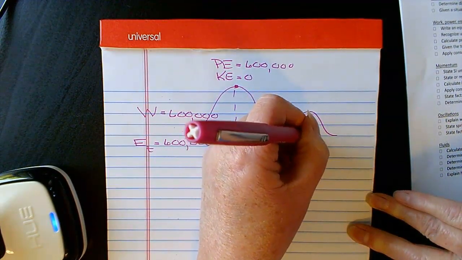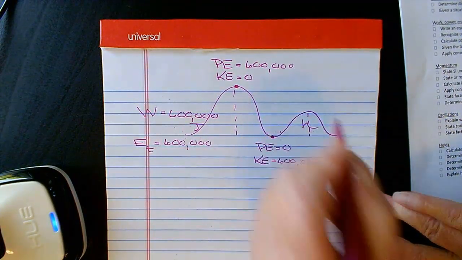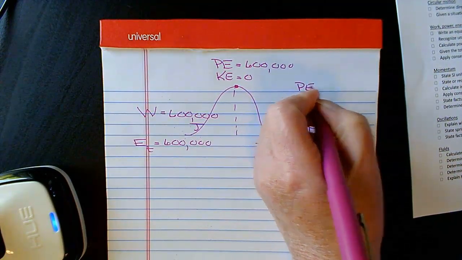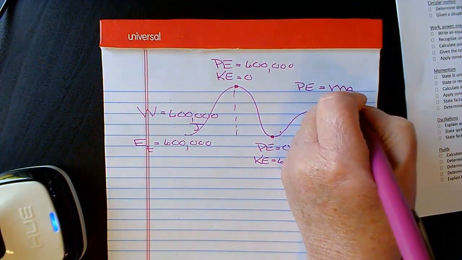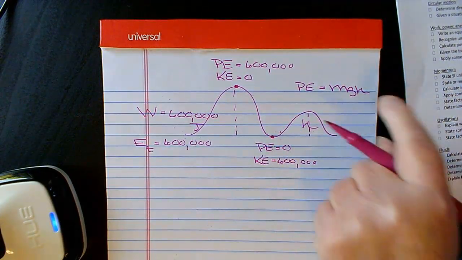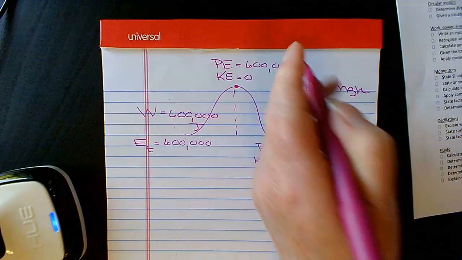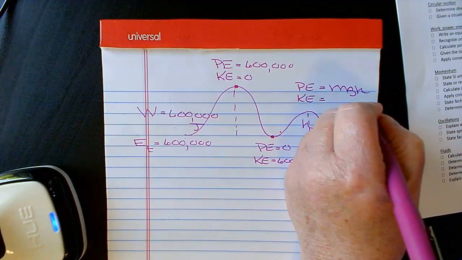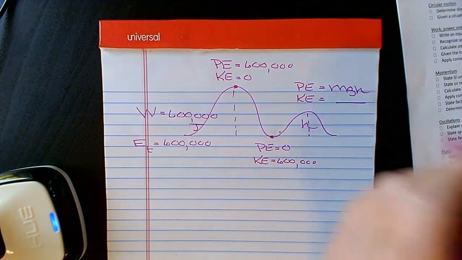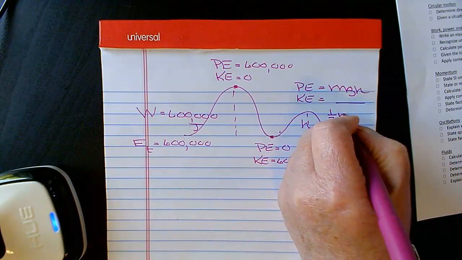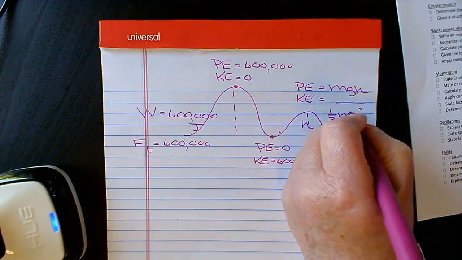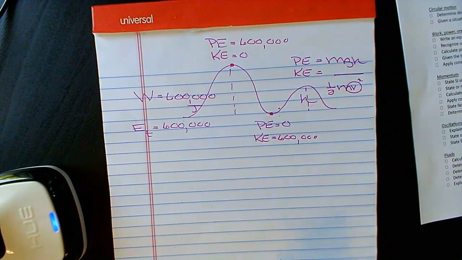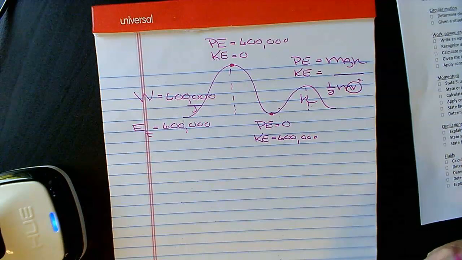So let's say that you knew the height of this hill. You now could calculate the potential energy at the top of this hill, and then you could subtract from the total energy, the 600,000, to find the kinetic energy. You would know what that value is, and then you could set that equal to 1/2 mv squared to calculate the velocity at the top of that second hill. So know a little bit something about roller coasters.